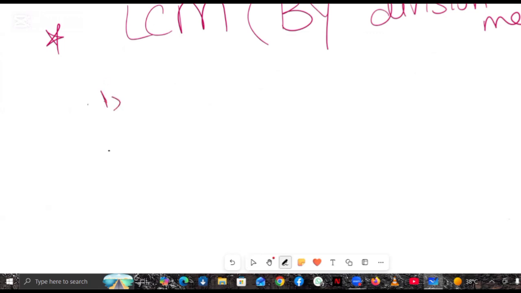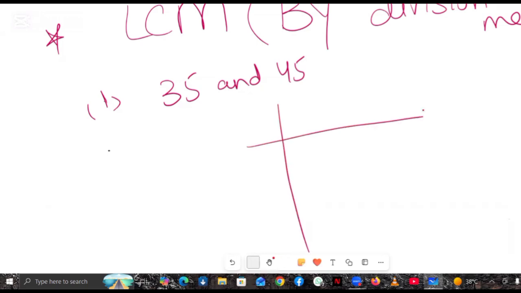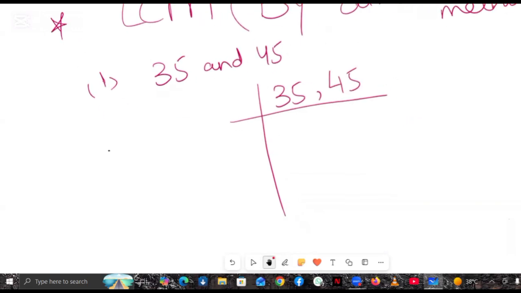Now, for example, if we have a question with two numbers, 35 and 45, and you have to find LCM by division method. This one is the easiest, LCM by division method. That's why I'm doing LCM first. You have to find prime factorization altogether, meaning for 35 and 45 together.